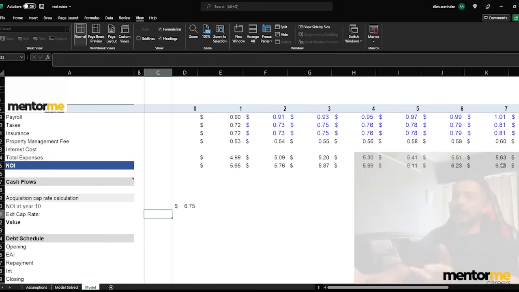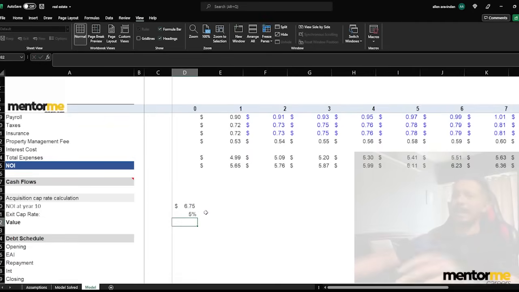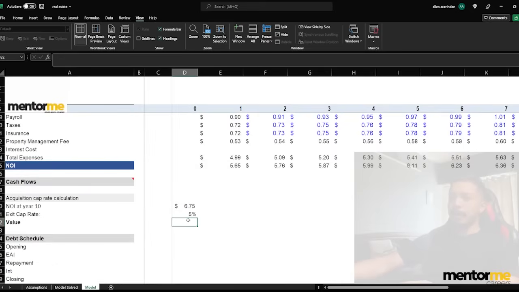The exit cap rate assumption was given to us. So the exit cap rate which is given to us is about 5%. That means that is the intent, at that, at least, we should be selling, right? Not necessarily we'll sell it at that rate. Now, if the NOI at year 10 is going to be 6.75 and the exit cap rate is going to be 5%, then what will be the value at which we will sell?